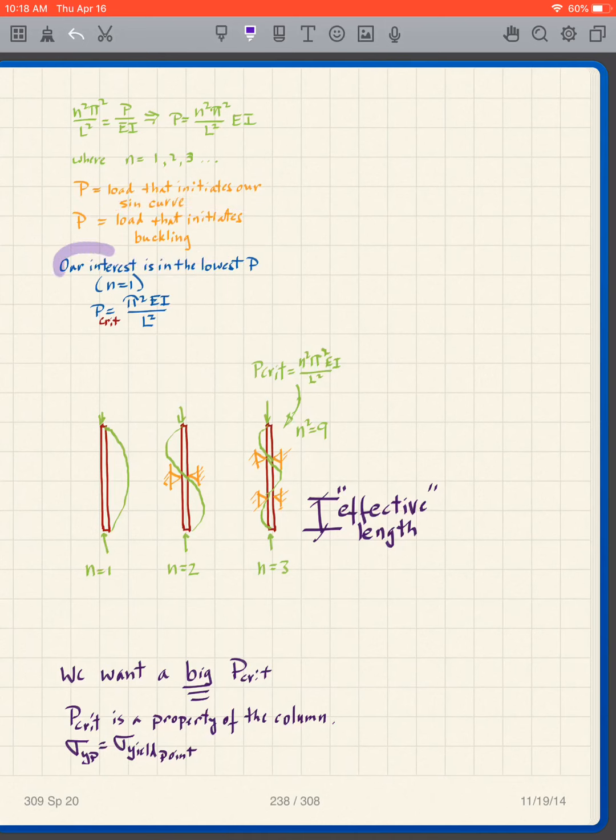Our interest is in the lowest value of P that's going to cause buckling. So we're interested in the n equals 1 situation. So even though we have all these other numbers out here, we really don't care that much about them. Well, we'll see. We'll add a little bit to this. But in any event, we can define what we're calling P critical. In other words, the lowest value of P is pi squared EI over L squared, using n equals 1.